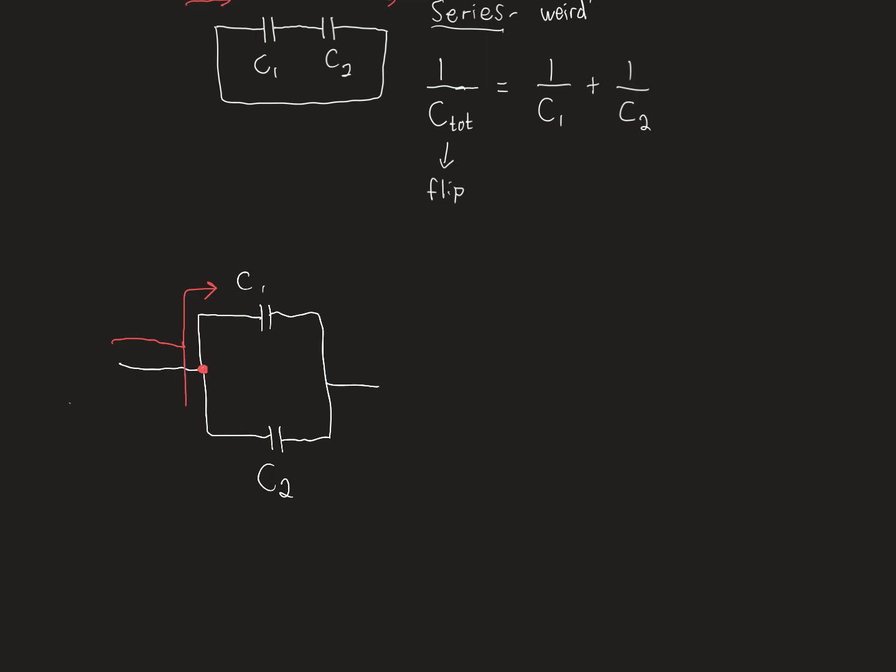So I can go up or I can go down. If I have a choice inside of my circuit, if I can go a different direction, then those two pieces of the circuit are in parallel with each other. So we call this parallel. Parallel is normal. So C total of these two capacitors is just C1 plus C2. You straight up add them together.